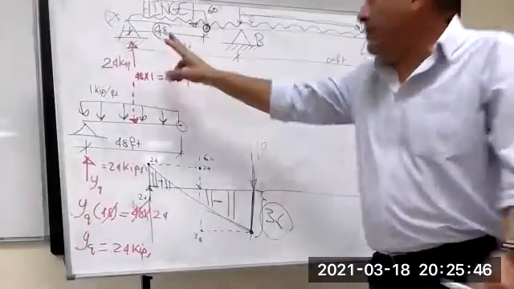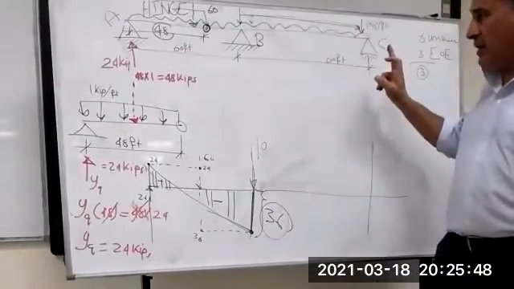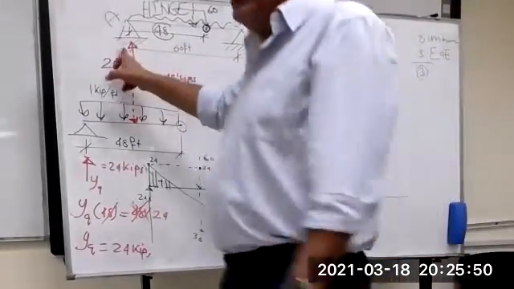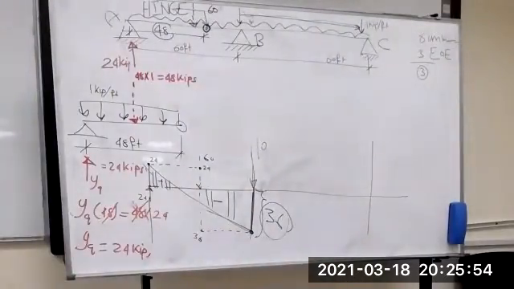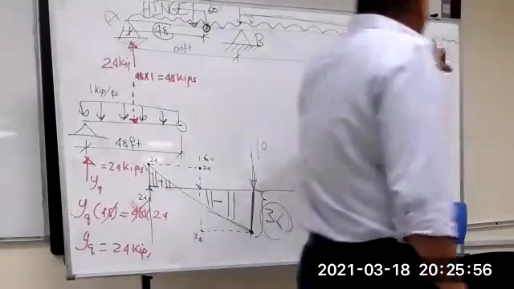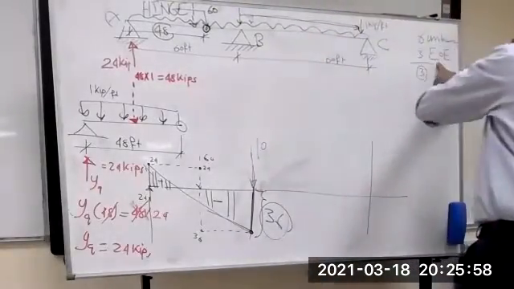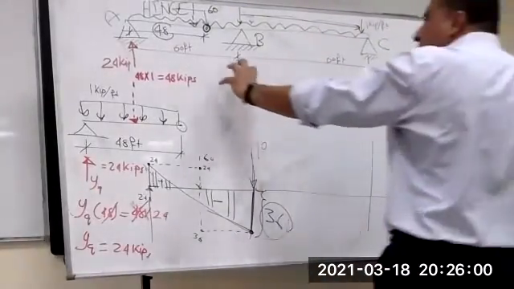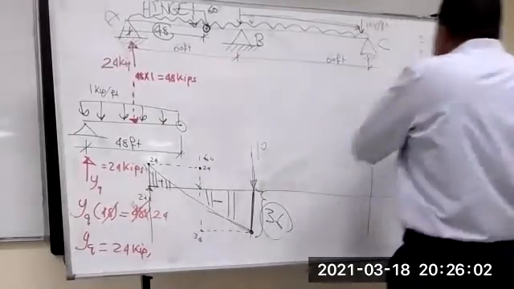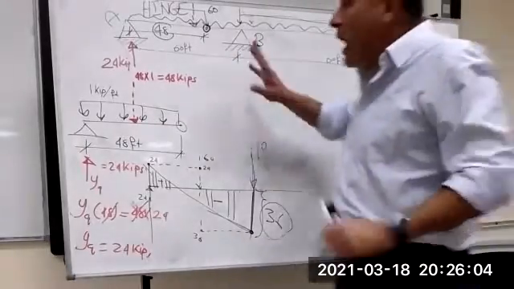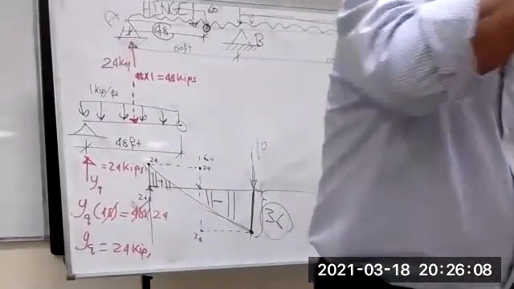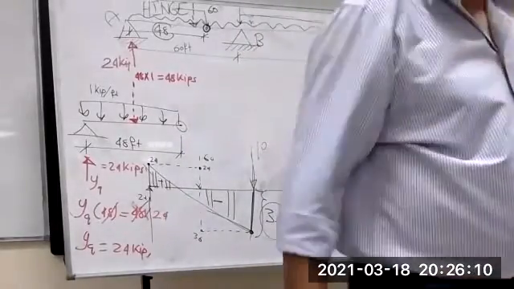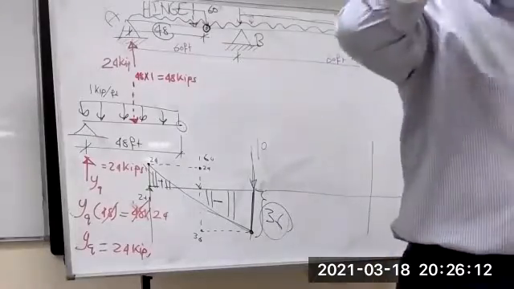Here we have how many supports? 1, 2, 3. Each support has 6 unknowns. 6 unknowns plus 3 equations of equilibrium, so this beam is indeterminate to the third degree. But he will tell you there is a hinge. What do you get from this hinge?